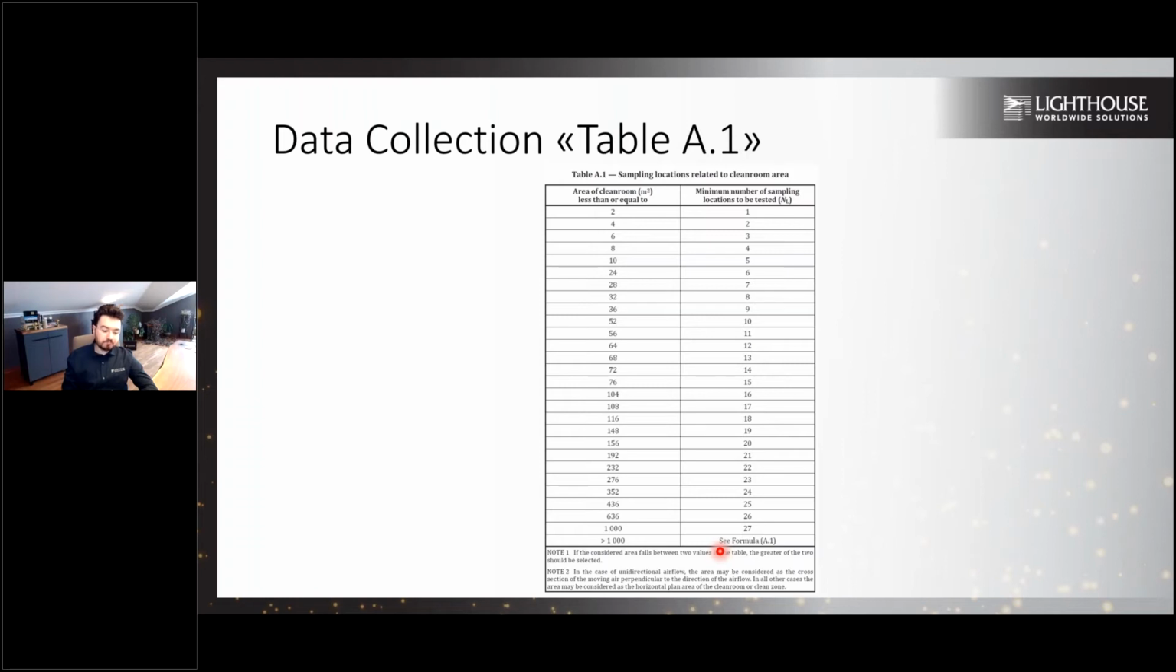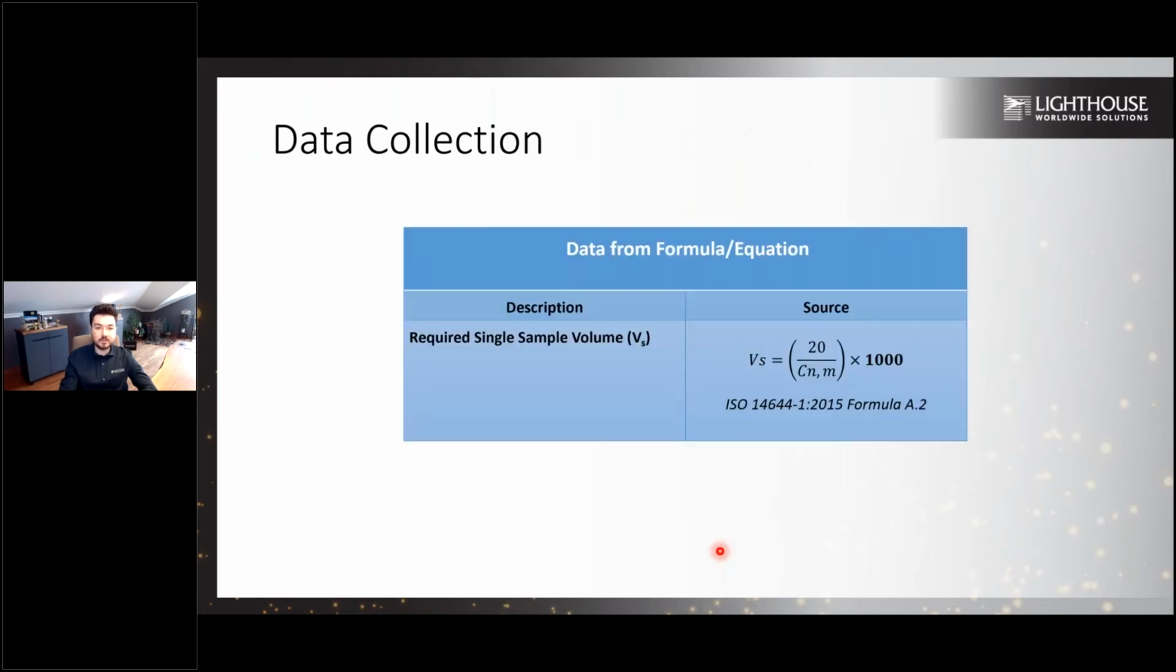Also, for the limit calculations, if let's say you have a square cleanroom, but that's 28 square meters area, so you have 7 locations, you can make it 8 in order to take a better shaped clean zones in your cleanroom. So you are free to add more locations. This is the minimum number of sampling locations given in this table A1.